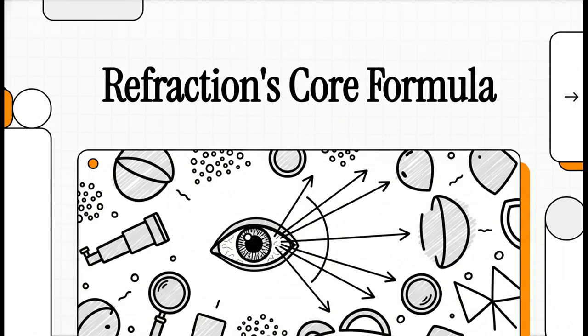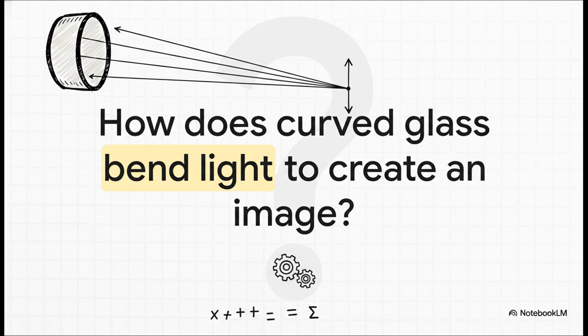So, have you ever looked at a magnifying glass or even just thought about how your own eye works and wondered, how does a simple curve in a piece of glass take all this scattered light and just magically focus it into a perfectly sharp image? Well, today we are going to pull back the curtain and uncover the exact mathematical formula that makes all of that possible. It really all boils down to one fundamental principle of physics.